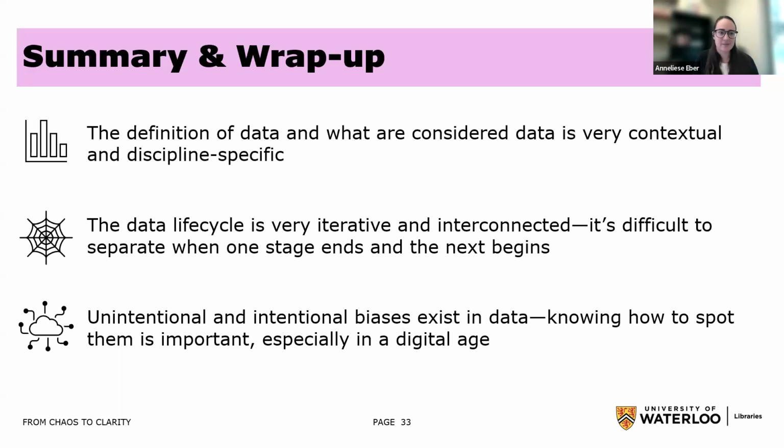And then thinking about unintentional and intentional biases that exist in data, and knowing how to spot them is important, especially in a digital age. I do want to highlight that these can be unintentional and intentional biases. Some of those biases on the internet, in data around us, or even in data in your own research projects happen unintentionally. You may be unaware of them, or they might be there for any number of reasons. But really think about, is this an intentional bias? Are they trying to convey something different, or is this an unintentional bias?